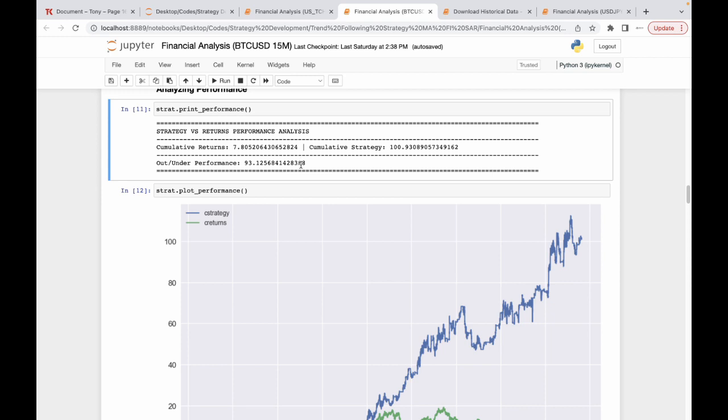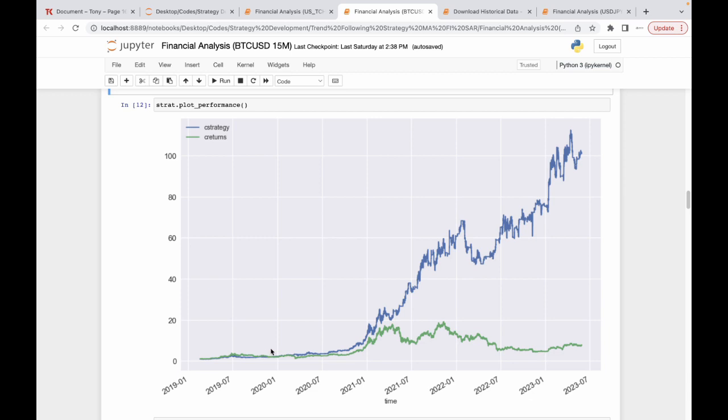So in this case here, our cumulative strategy outperformed our default cumulative returns by 93.12, which is very high. Obviously, as you can see here, the blue signifies our trading strategy and the green signifies the default buy and hold returns.